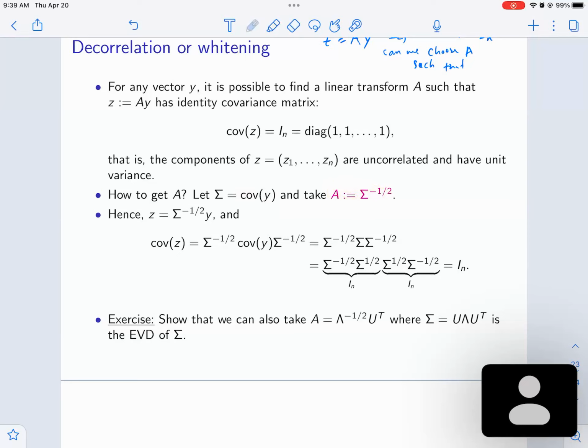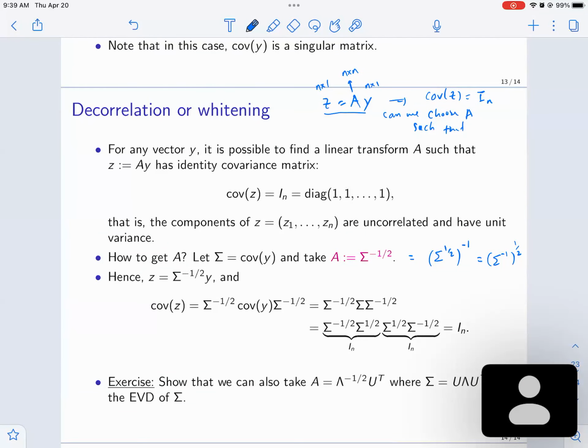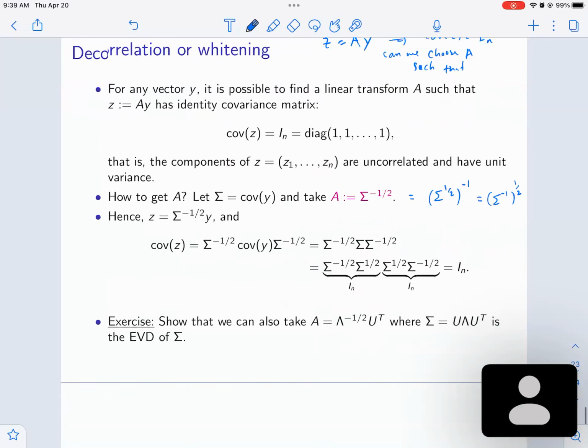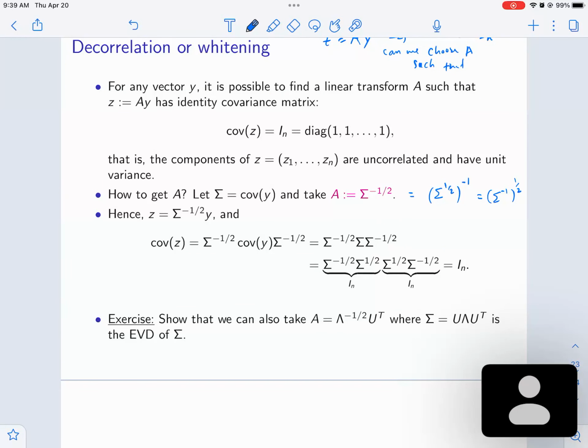So sigma minus 1/2 is just sigma 1/2 inverse. Assuming that the covariance matrix is invertible, the square root is going to be invertible. So this is also equal to sigma inverse to the 1/2, and that's why it doesn't matter how you write it. You can invert the matrix and take the square root. As an exercise in using that formula, covariance of z is going to be A, covariance of y, A transpose. You plug in this particular A and you will see that it turns out to be the identity. I'll leave the details to you.